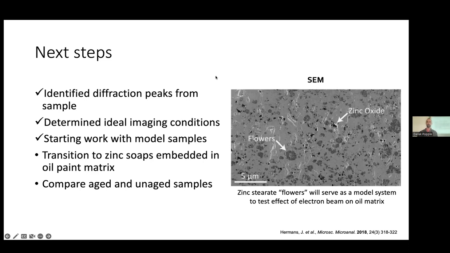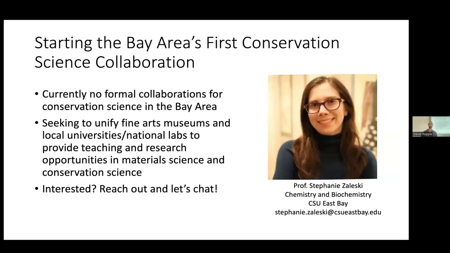And so the other half of this talk, something that I'm not going to go into too much detail, but I'd like to mention briefly, is the work that I've been doing with Professor Stephanie Zaleski to start the Bay Area's first conservation science collaboration. These sorts of labs are present at places like the Getty in LA, the Met in New York, Northwestern, Chicago. But right now there isn't a formal research group that does this type of work anywhere in the Bay Area, which is insane considering we have museums, we have some of the strongest universities, we have two national labs. There's all of the right conditions to set this up.